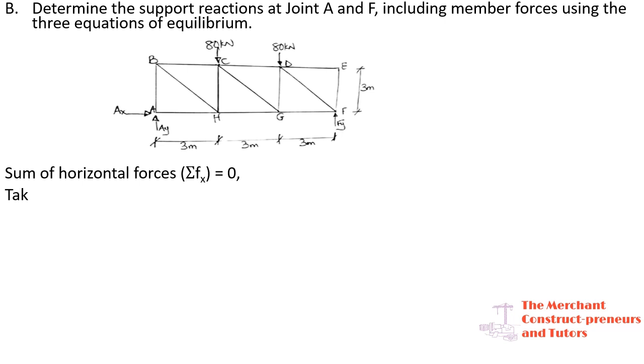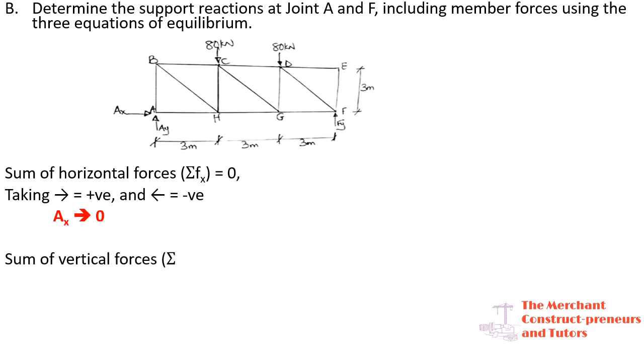We're going to look at the first one, summation of horizontal forces equals 0. At this support we only have AX horizontal, and my sign convention is right hand side positive, and arrow pointing to the left hand side negative. In this whole diagram we only have AX, so AX equals 0.